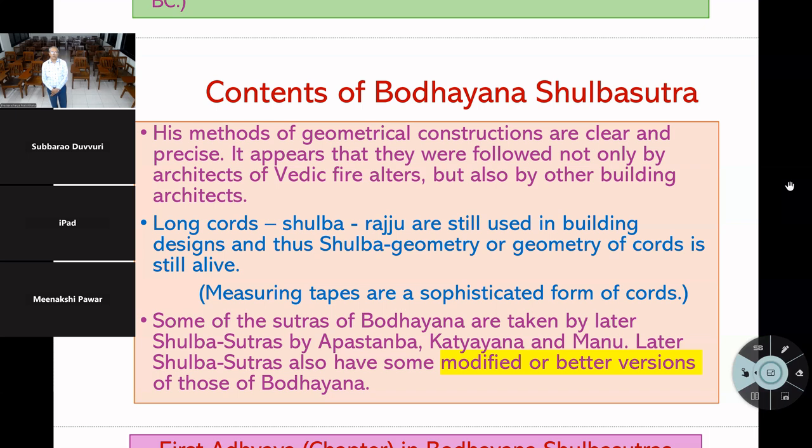Long chord, chord is the same as Shulba or Rajju. These are the various names. They are used in building designs and such Shulba geometry. This is many times called Shulba geometry, that is, chord geometry. So long chords are still used. And measuring tapes which we have nowadays are sophisticated forms of chords.